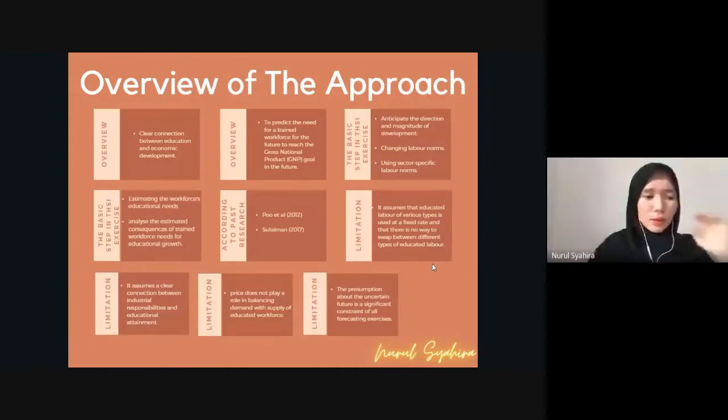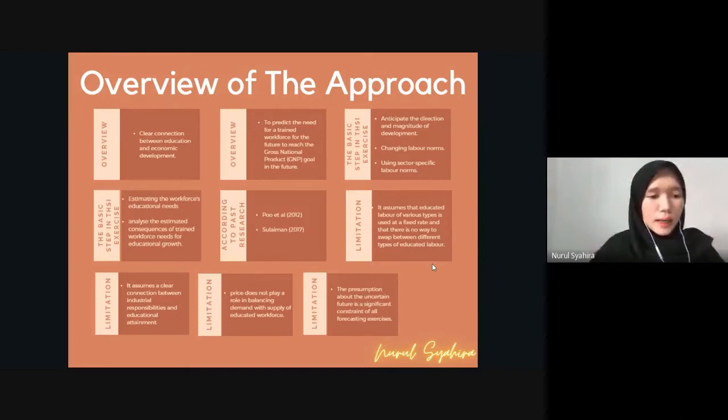Hi, my name is Shaira and I will present about the overview of the manpower requirement approach. The basic axiom of the manpower requirement approach is that there is a clear connection between education and economic development, and that a shortage of skilled manpower in sufficient number stifles growth.